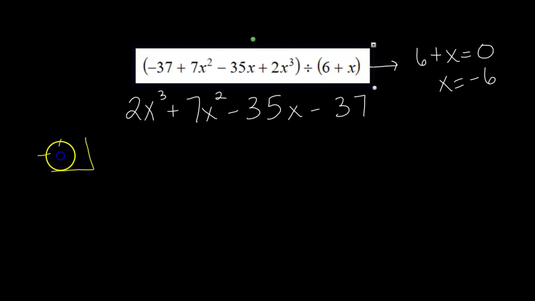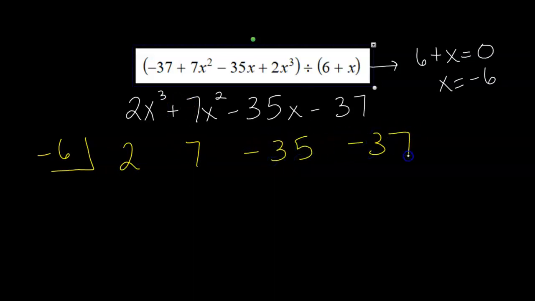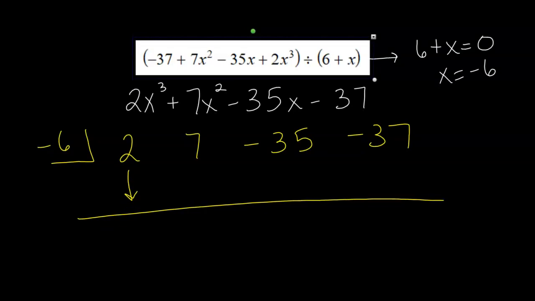So put your -6 in the box. We have nothing missing, so we have no placeholders here. Okay, and then we are going to multiply and add. So drop down your 2. -6 times 2 is -12. 7 minus 12 is -5. -6 times -5 will give me a positive 30. -35 plus 30 is -5.